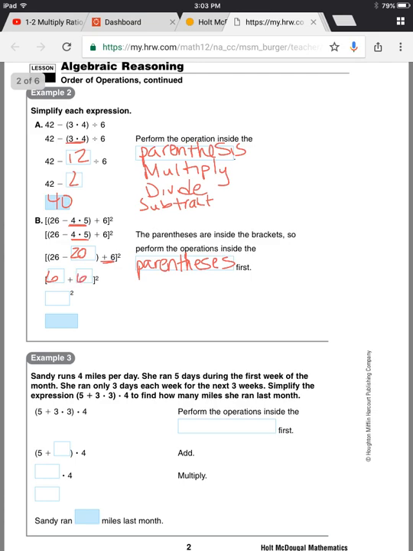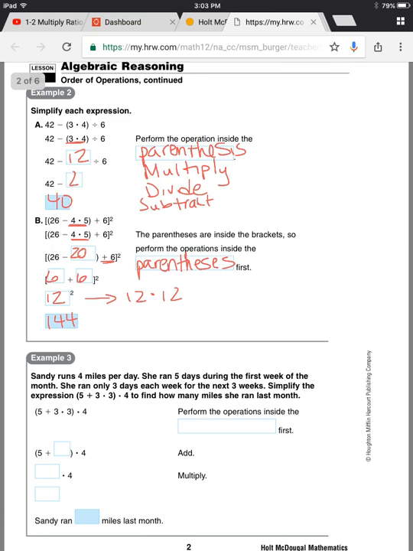Then we do what's inside the brackets, because those are another set of parentheses. So we do 6 plus 6, which is 12, and then we square 12. That is like saying 12 times 12. And 12 times 12 is 144.